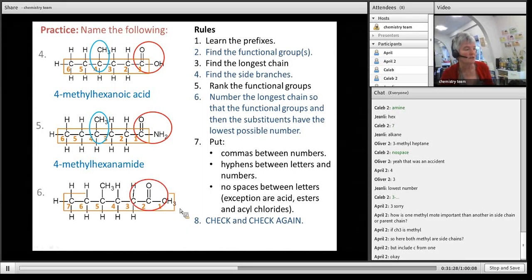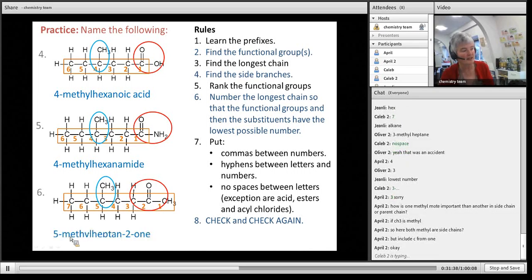I number it where I give it the lowest possible number. I've got a side chain, but I count from the right because this 2 must be the lowest one. So it's 5-methyl heptan-2-one. So I've got the number for the side chain and I've got the number for the functional group in there.